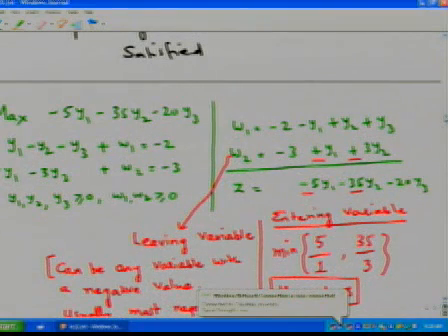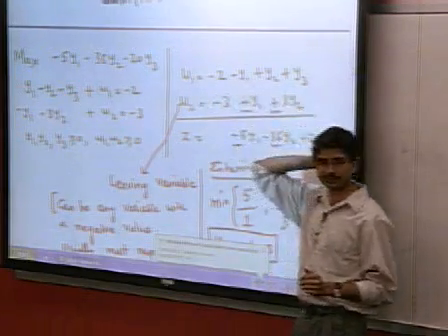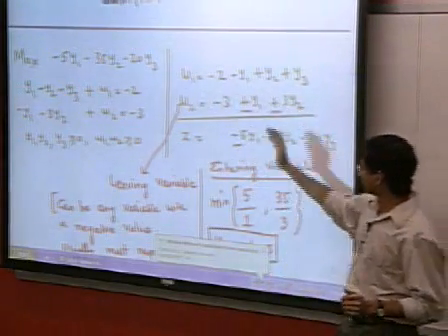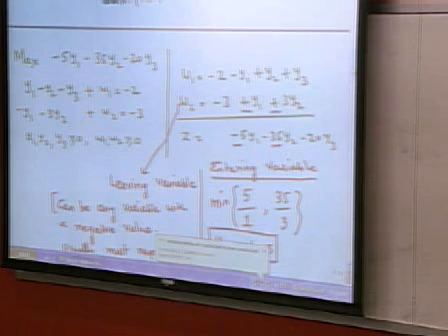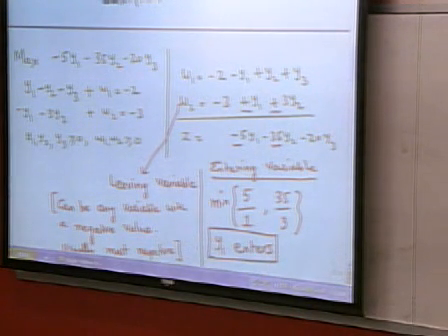So, what is pivoting in this case? Well, we are going to first decide what our leaving variable is. This is in contrast to the primal simplex method where you first decide what your entering variable is. In general, we are allowed to pick any variable that has a negative value as the leaving variable. A common rule is to pick a variable with the most negative value, but it doesn't have to be that.